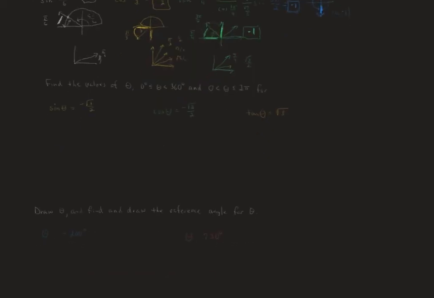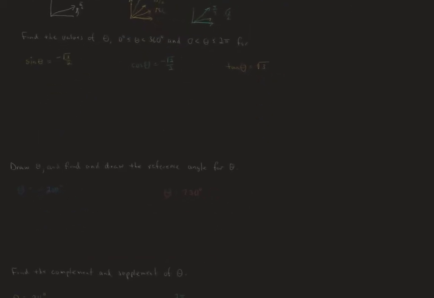Okay, let's try the next ones. So what are the values of theta? And we want all the angles between 0 and 360 in degrees, and all the angles between 0 and 2 pi in radians, for which sine of theta is negative square root of 3 over 2. So let's ignore the negative sign for a moment and imagine that we're in quadrant 1.